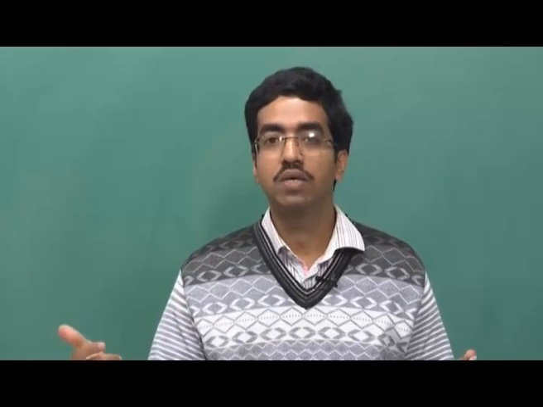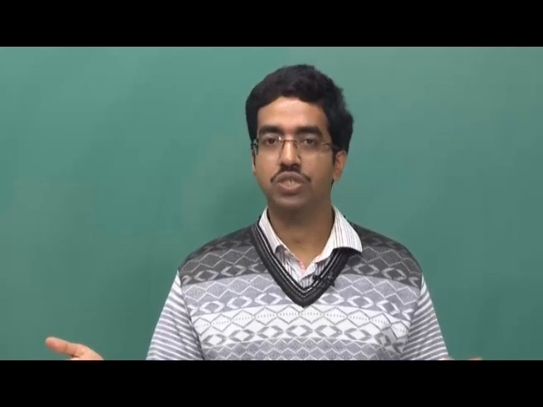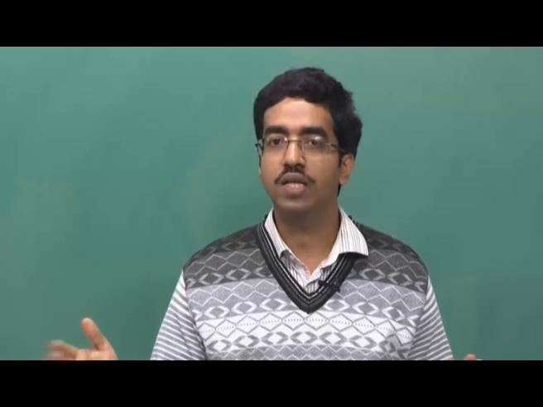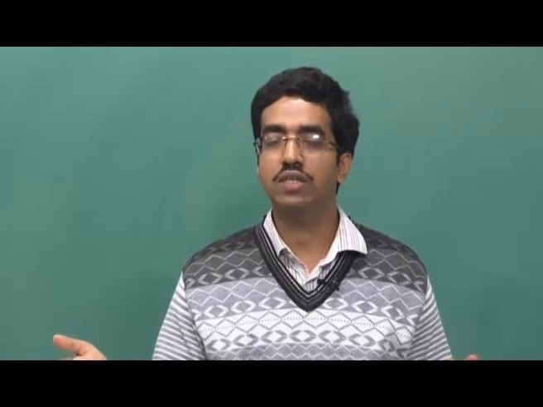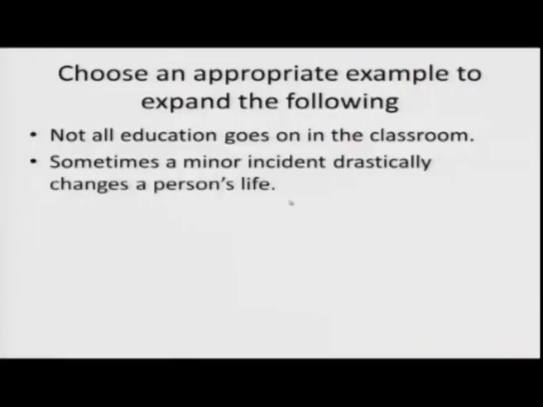For example, Mahatma Gandhi, when he was very young, once attempted to steal something, then he felt guilty, he wrote to his father about it, his father was upset, but finally the father forgave him, and that changed young Gandhi's attitude and outlook. So, that is how a minor incident can drastically change a person's life. Choosing an appropriate example is very important.